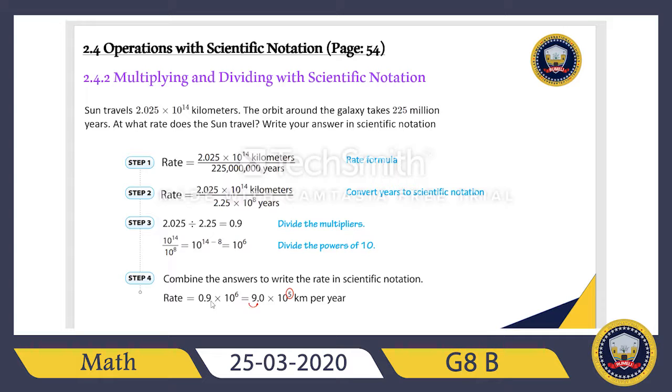Now look at this number. Is it written in scientific notation? No. Why? Because this number is not between 1 and 10. And the question asks to use this scientific notation in the answer. So I'm going to move my decimal point one place to the right. Means what? Means I'm decreasing power. So if I move it to the right, I will decrease the power of 10 by one place, which is 10 to the power of 5. So this number equals 9 times 10 to the power of 5 kilometers per year. So the sun here travels with this speed, which is 9 times 10 to the power of 5 kilometers per year.